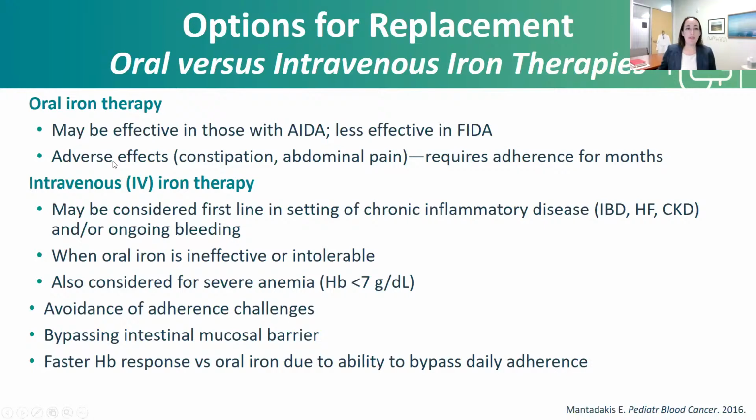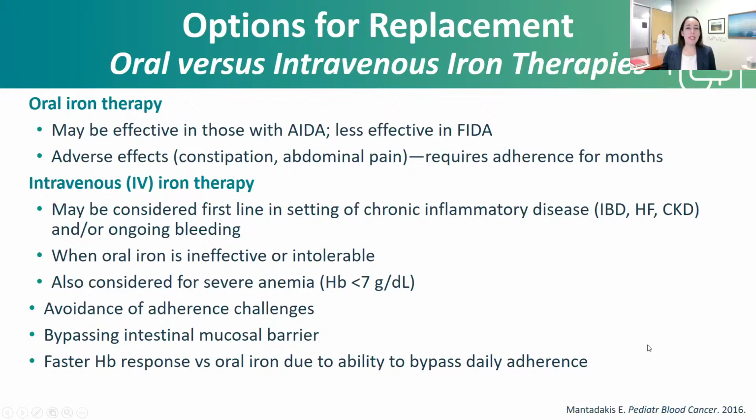And of course, there are adverse effects of oral iron therapy, such as constipation or abdominal pain. It doesn't uniformly affect patients. There are many patients that do fine with oral iron therapy, but you know many that are very sensitive, and it affects them and they cannot tolerate it. Finally, oral iron does require adherence for several months. Usually 3 to 6 month course is what I tell most of my families.